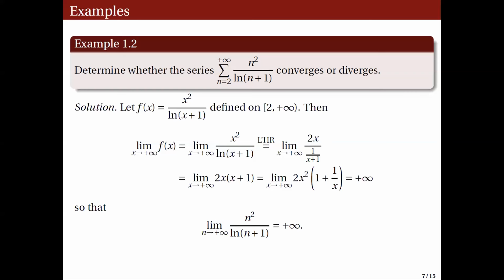So in this case, the limit of our nth term, which is n squared all over ln of n plus 1 as n goes to positive infinity, is positive infinity. And therefore, by the divergence test, the given series is divergent.